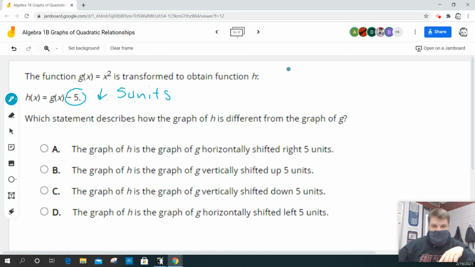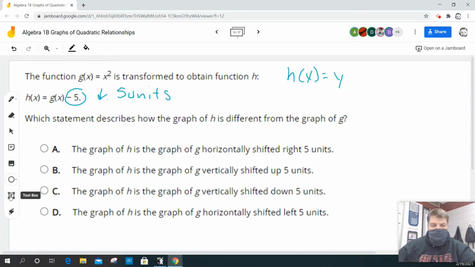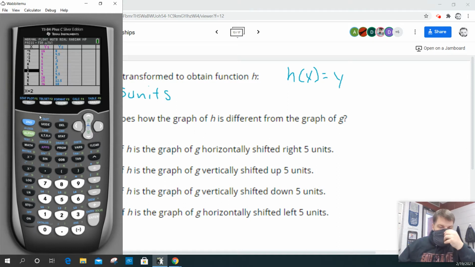And here's why. H of x is really the same as y. So if I think of g of x in terms of, well, I'll just plug it in the calculator. So turn your calculators on. And I want everybody to practice this with me. Turn your calculators on. And then you will hit y equals.